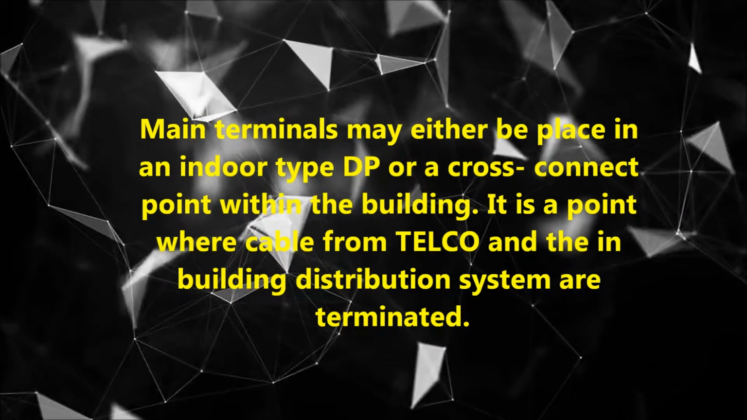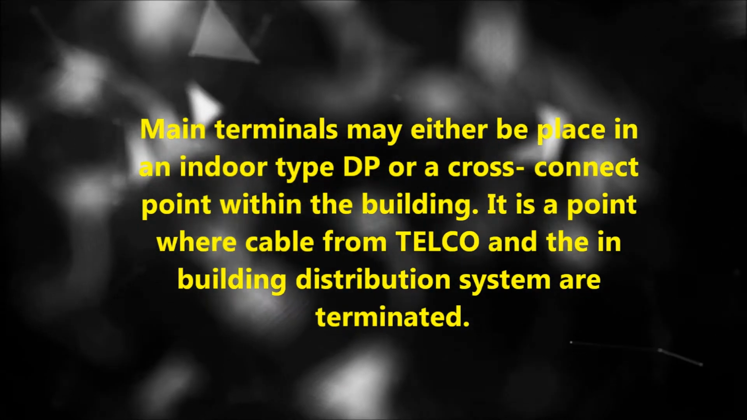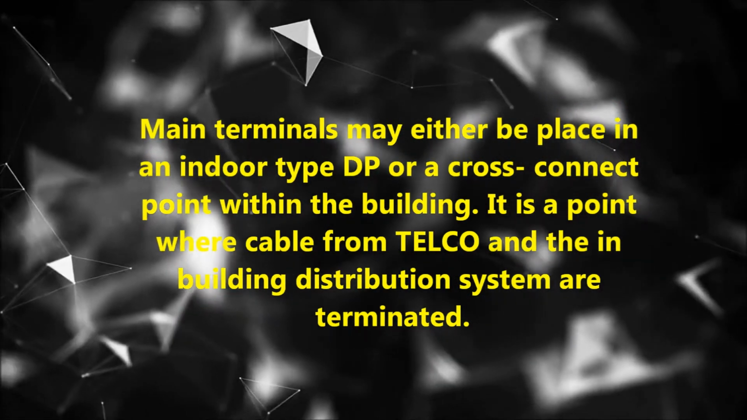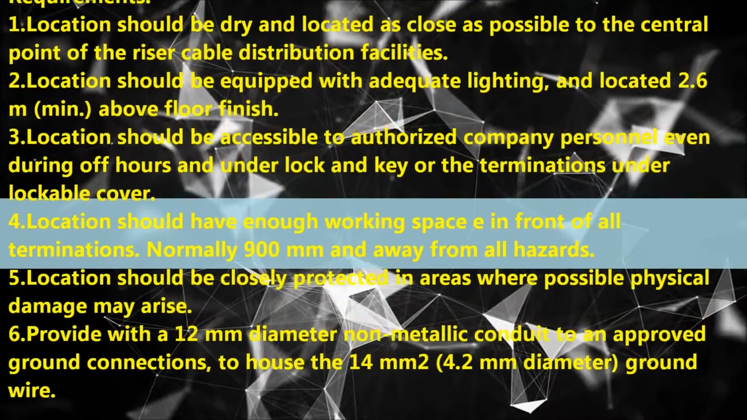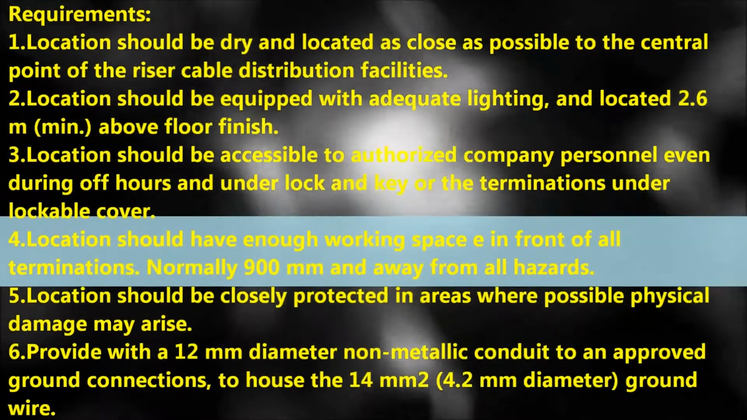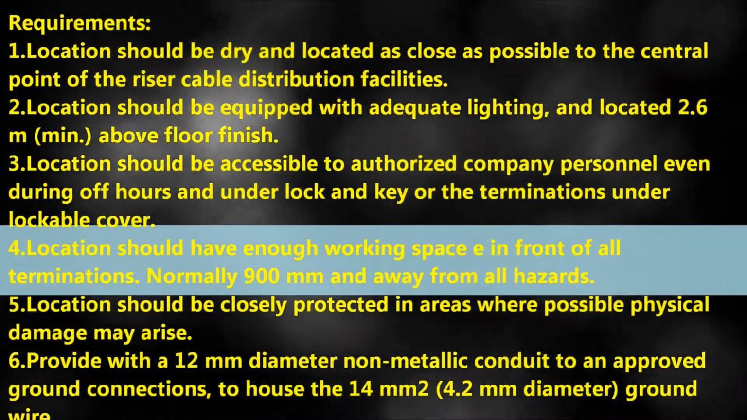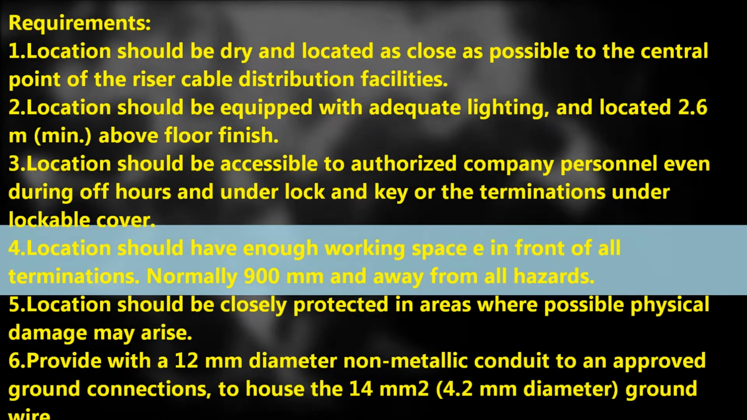Main terminals may either be placed in an indoor-type DP or a cross-connect point within the building. It is a point where cable from telco and the in-building distribution system are terminated. Requirements: location should be dry and located as close as possible to the central point of the riser cable distribution facilities. Location should be equipped with adequate lighting and located 2.6 meters minimum above floor finish.